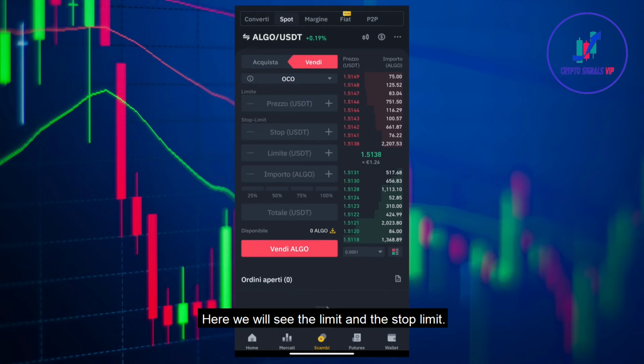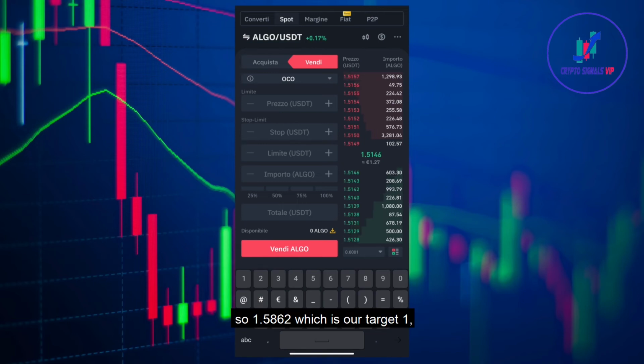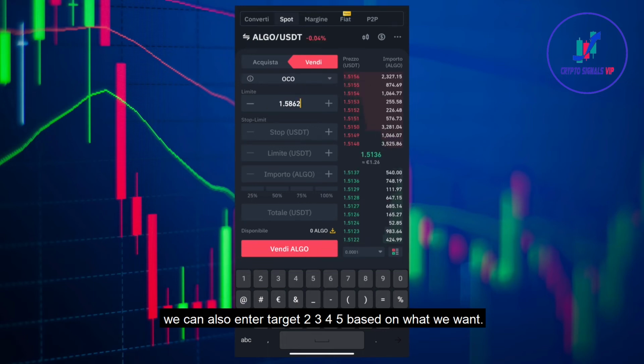Here we will see the limit and the stop limit. On the limit, we enter our target. So 1.5862, which is our target 1. We can also enter target 2, 3, 4, 5 based on what we want.